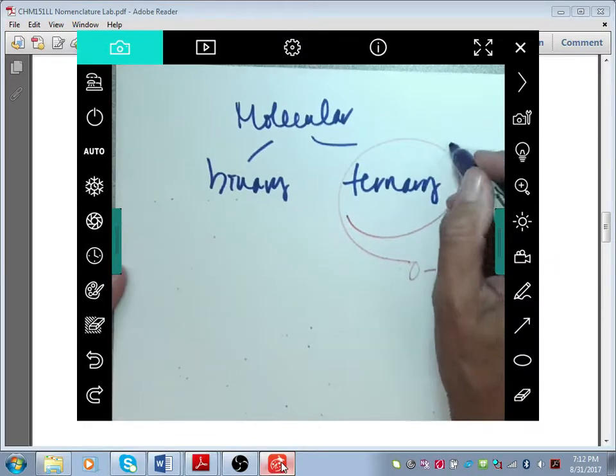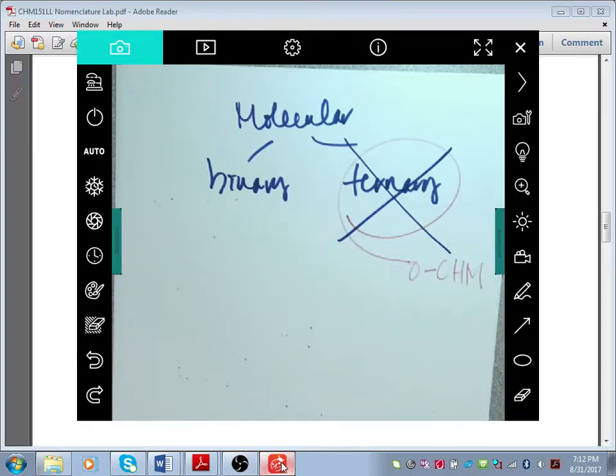So we're not going to do ternary molecular, and that's because you spend a whole year on that in OChem. We're only going to worry about the binary, so you only have 2 things to worry about.